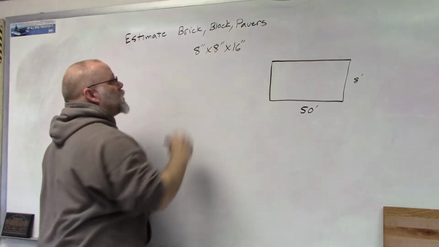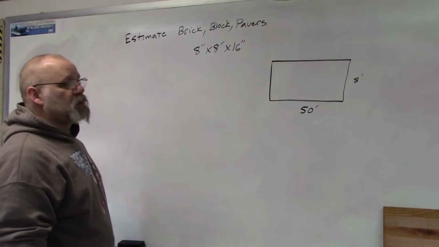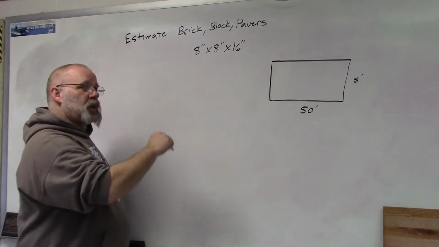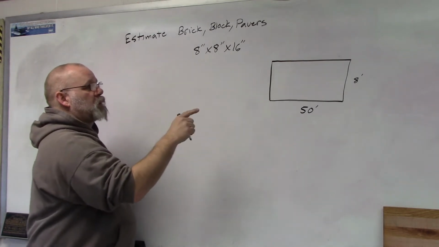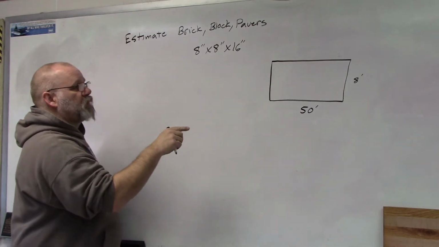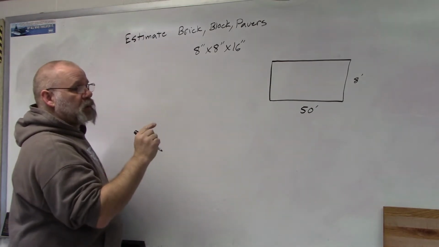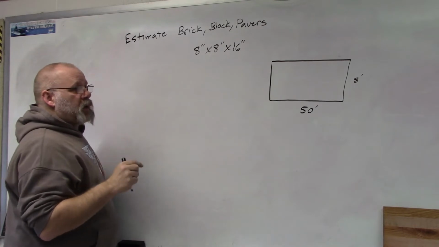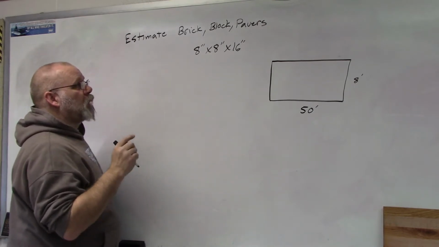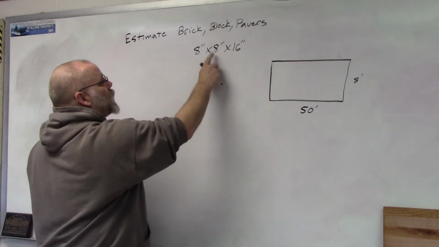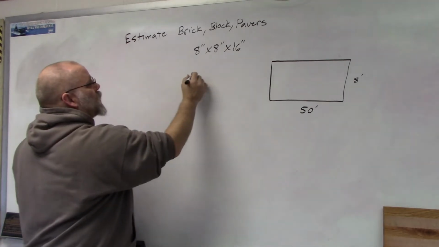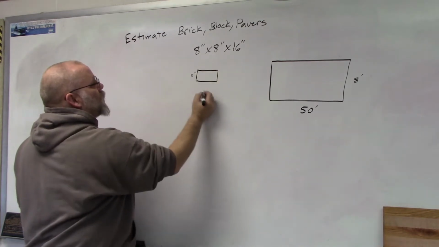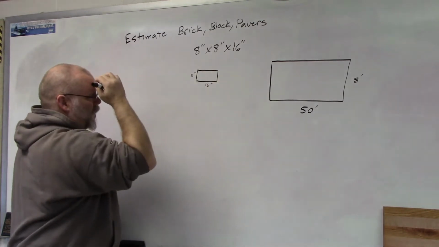I'm going to use the dimensions 8 inches by 8 inches by 16 inches for a cinder block. Okay, so we're going to figure out how many cinder blocks it would take to build a wall 50 feet long and 8 feet tall. First of all, we need to find the area of the two items that we're going to use. The block is going to be 8 inches tall and 16 inches long.